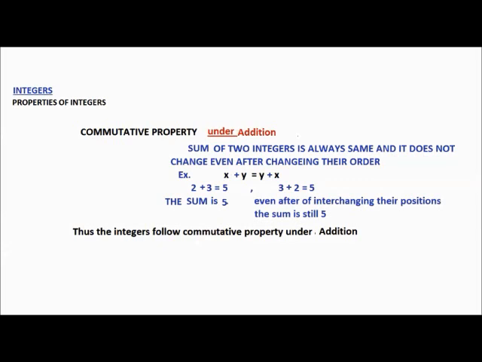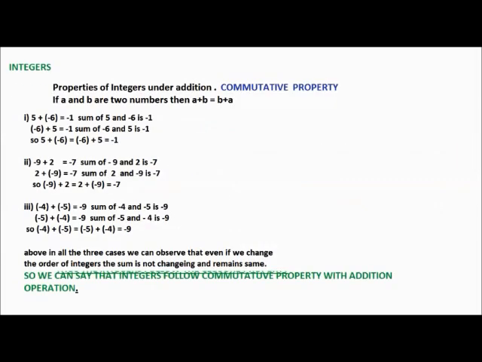So 2 plus 3 is equal to 5. Now we are changing their position. Now 3 is coming first, 3 plus 2 is equal to 5. In the first statement the sum is 5, after interchanging their positions the sum is still 5. Thus the integers follow the commutative property under addition. In both cases we can observe that even if we change the order of integers, the sum does not change and remains the same. So integers follow the commutative property with the addition operation.